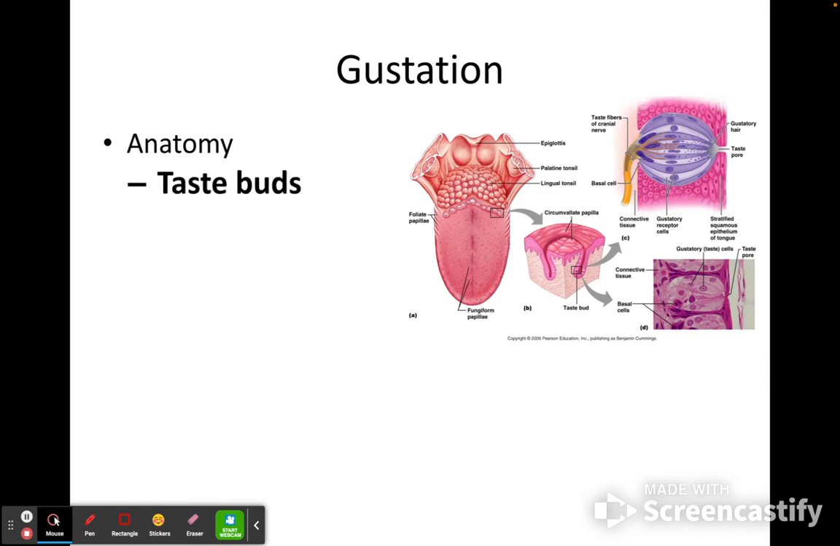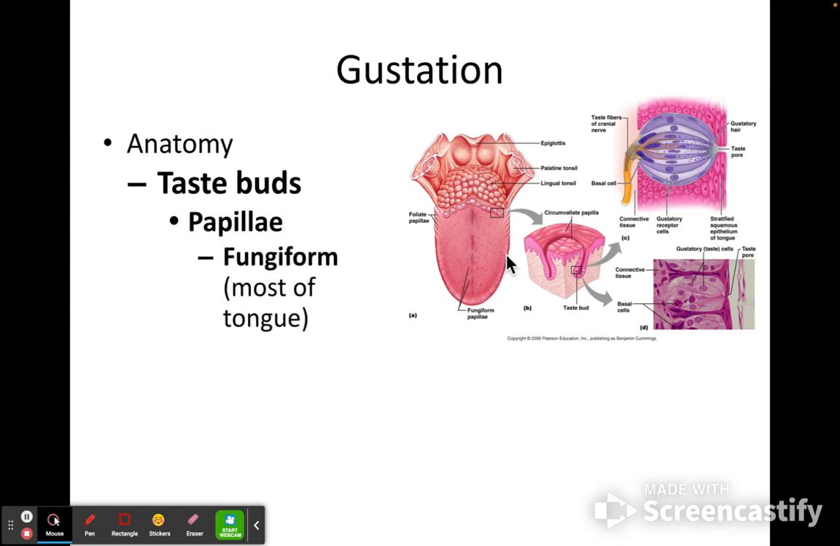Well, we think about our tongue, we think about taste buds. So all of these little tiny dots right here would be taste buds that you think of and see. You actually have three different kinds of taste buds. So the ones that are on your tongue right here, these are called papillae. And specifically, they are called fungiform papillae. So these cover the majority of the surface of the tongue, and fungiform means they look like a little mushroom.